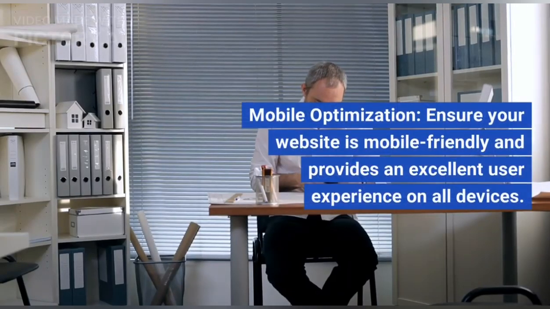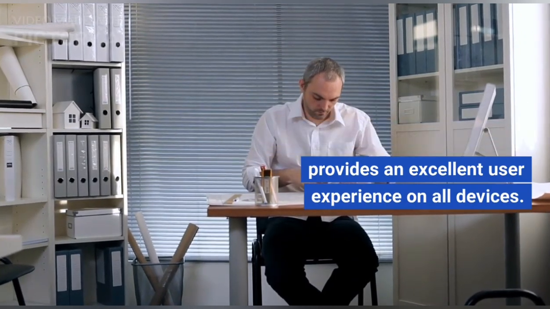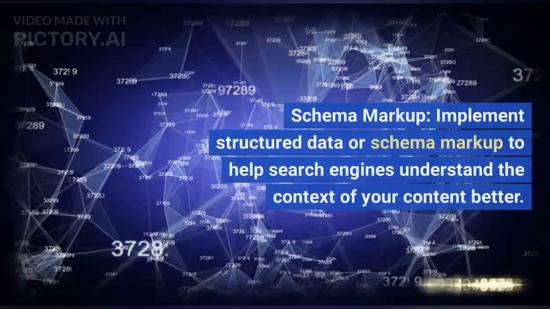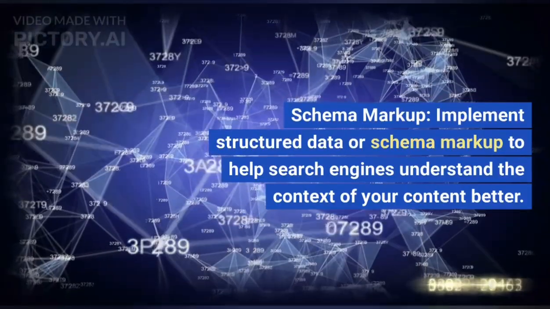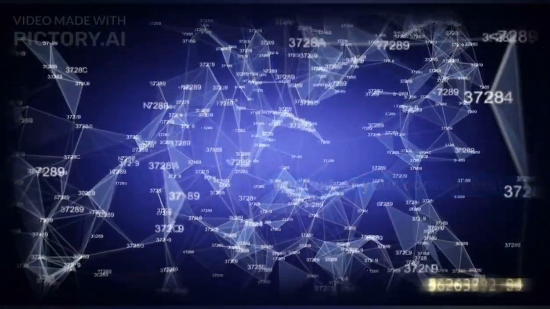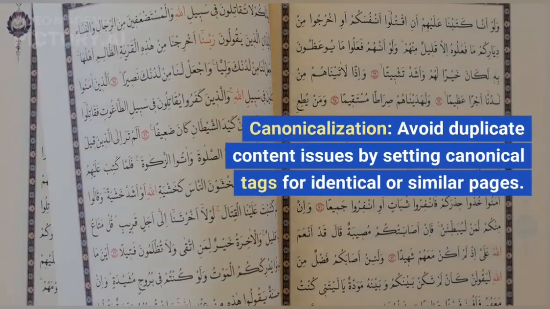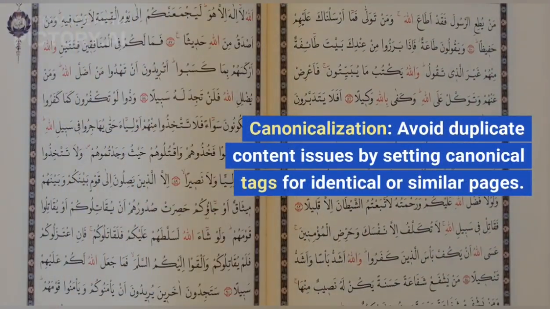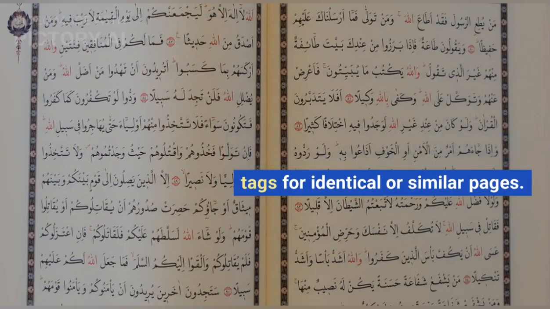Mobile optimization. Ensure your website is mobile friendly and provides an excellent user experience on all devices. Schema markup. Implement structured data or schema markup to help search engines understand the context of your content better. Canonicalization. Avoid duplicate content issues by setting canonical tags for identical or similar pages.